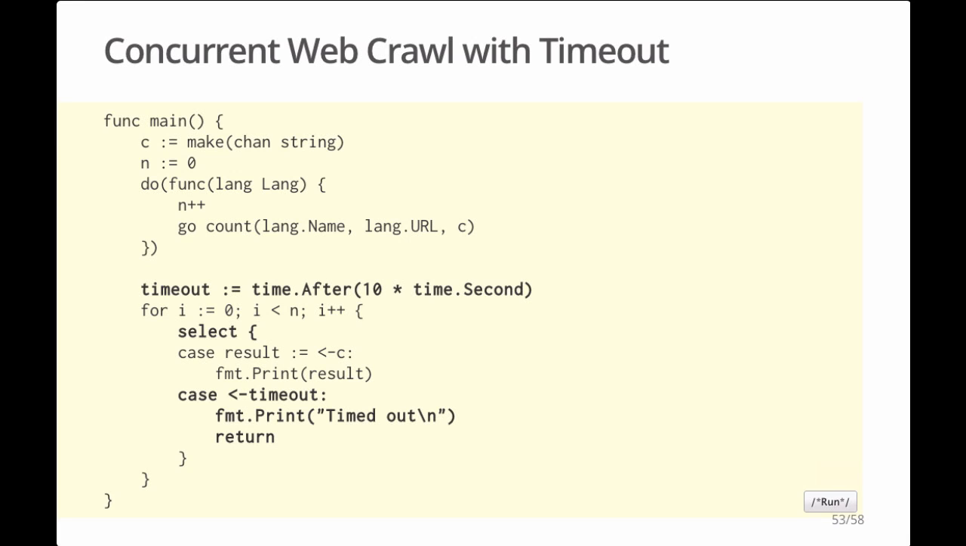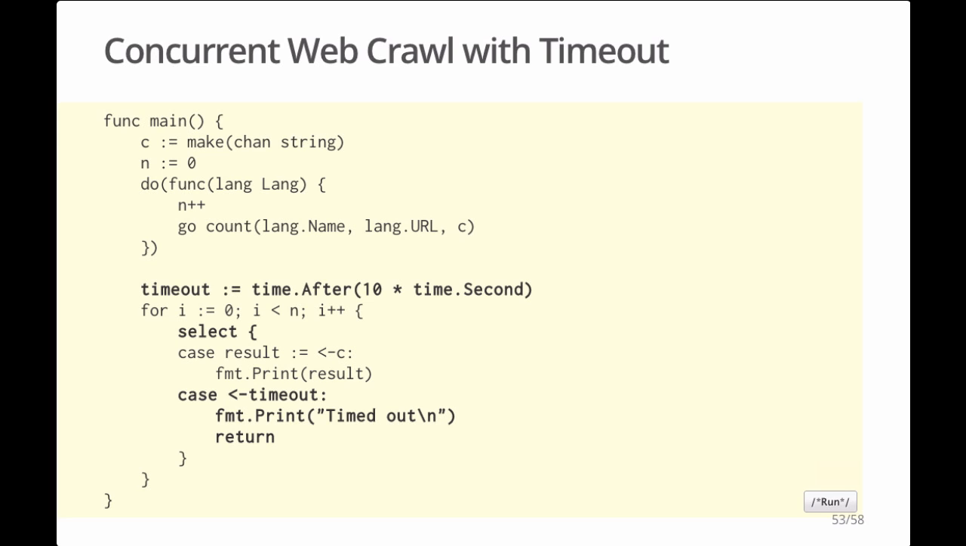So now, on each iteration of the loop, instead of doing the receive and print, we now use a select statement. The select statement is like the switch statement, but the cases are communication operations. Here, the first case is that we might receive a result from the channel c, and if that happens, we print it. The second case is that we might receive the current time on the timeout channel, which means the duration has elapsed and we've timed out. And if that happens, we print that we timed out and we return from main, which will exit the program.